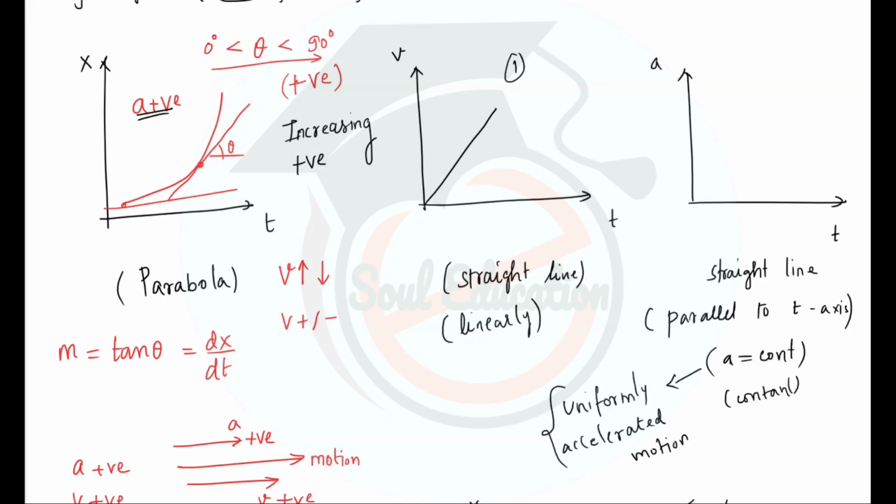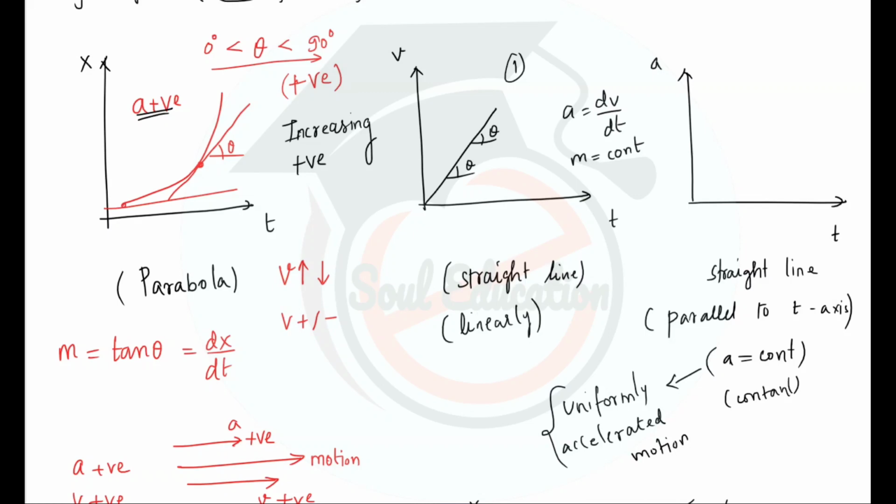That's it. Okay, so now from VT graph to AT graph, acceleration is equal to dV by dt. Correct? So we need to find the slope of this VT graph. Slope of VT graph. So everywhere theta is constant. Slope m is constant.